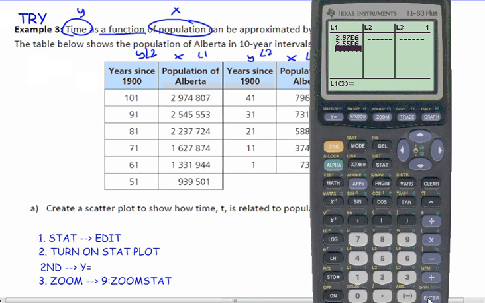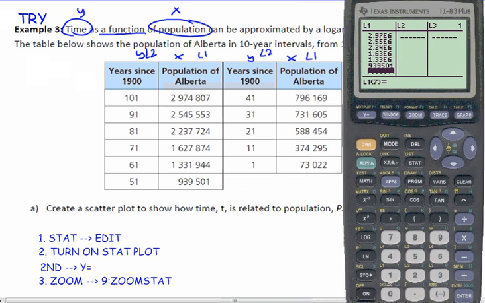2545553. 2237724. It's very easy to type something wrong. 1331944. I don't hear as much clicking this time. Are you guys already done?